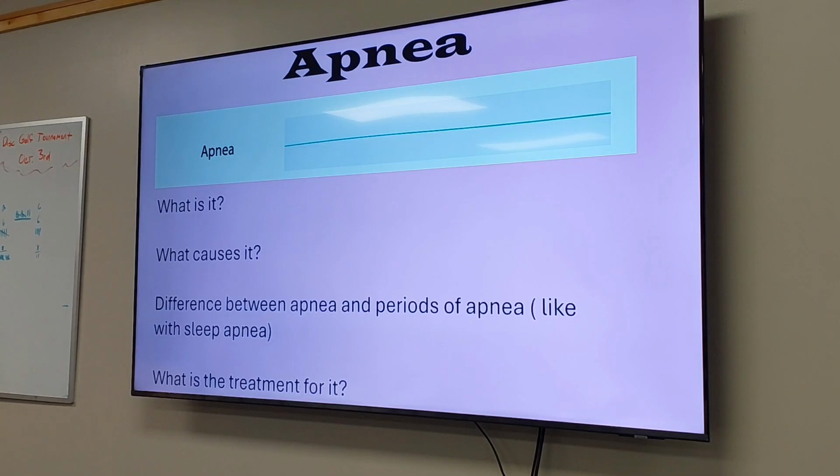Treatment, you're going to treat your reversible causes. So if they are apneic because they took narcotics, you're going to give them Narcan. If you don't know why they're apneic, what are you going to do? Breathe for them, right? Because they're not doing a very good job. They do say that periodic apnea, like you see in sleep apnea, doesn't cause the bradycardia or the cyanosis. Just keep that in mind.